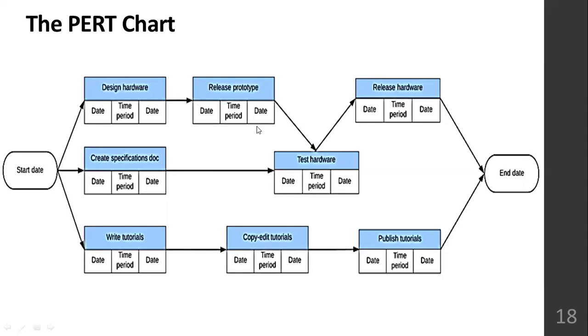The arrows are significant. They will show you after doing release prototype, what should come. Testing the hardware will come. And if there is any delay in the release prototype, definitely testing the hardware will also be delayed. So this is the PERT chart. The date you see, from date to date, is the start date, how long it will take to finish this task in days, and the end date. These two dates for each step are mentioned. One date is the start date, one date is the end date.